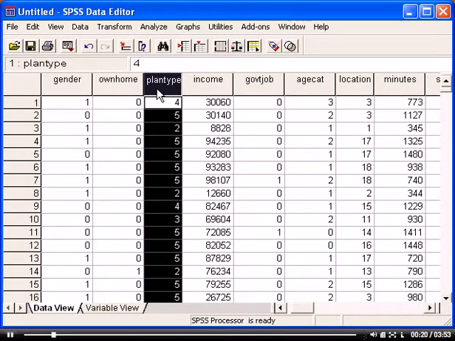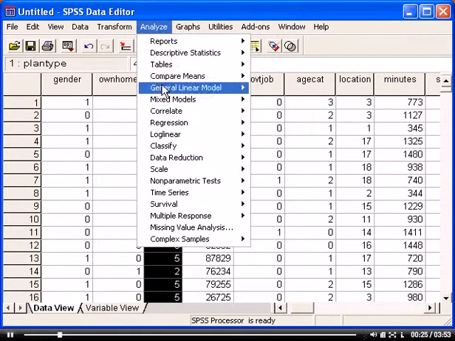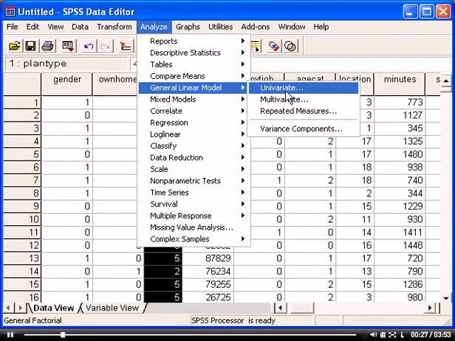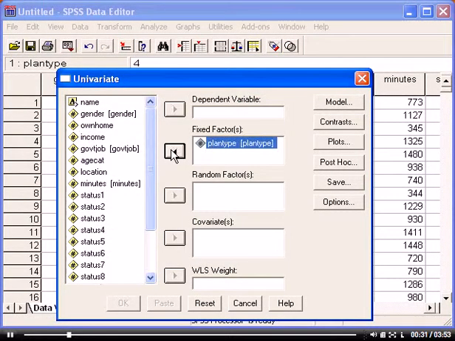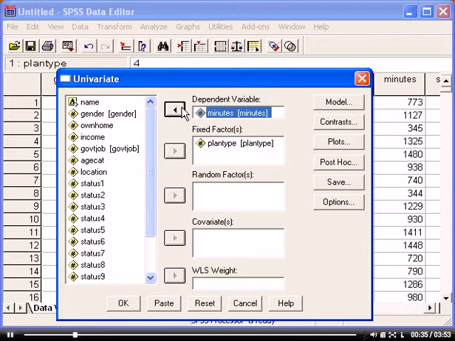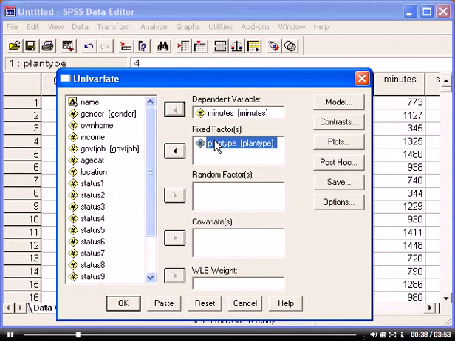So imagine you want to understand minutes used in relation to, say, phone plan type, which could be platinum, whatever. So you go to Analyze, General Linear Model, Univariate. We'd have plan type as a fixed factor, because it's categorical, and then minutes as the dependent. I'm going to press OK.